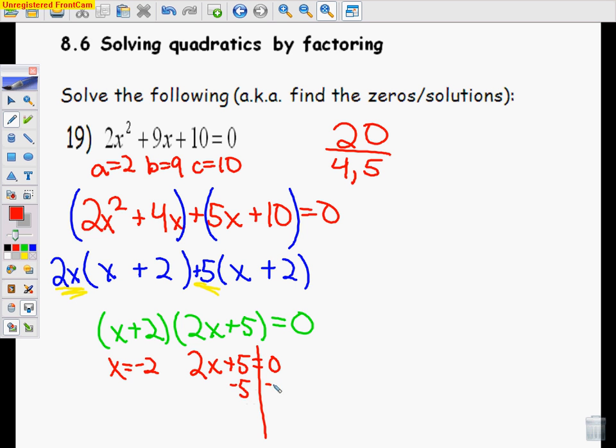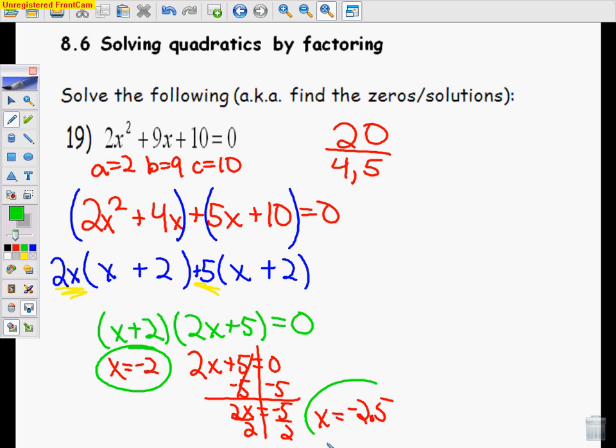Subtract 5 from both sides. We get 2x equals negative 5. And then we'll divide by 2 to get x by itself. So we get x equals negative 5 halves, or you might just want to put negative 2.5, whichever one. Okay, so our answers here are x equals negative 2 and x equals negative 2.5. Once again, you could take those values and plug them in for x here one at a time to make sure that that comes out to equal 0.